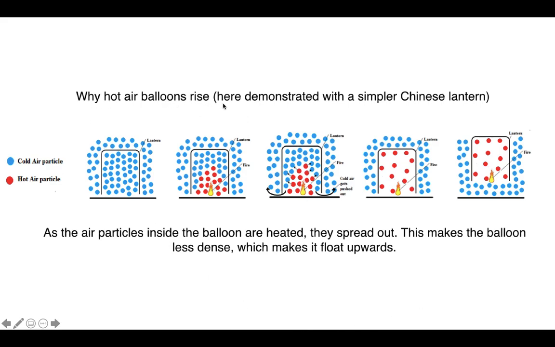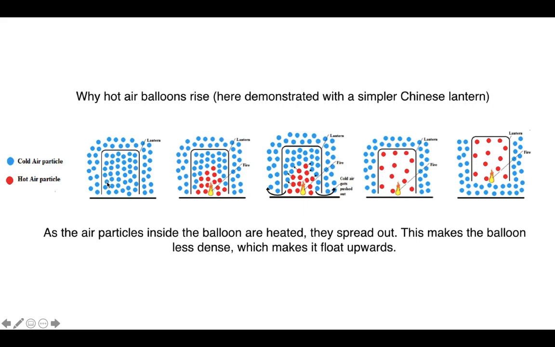Why hot air balloons rise. This is showing a Chinese lantern, or what we would call a sky lantern. If you've ever seen the Disney movie Tangled, the song At Last I've Seen the Light, they lift those sky lanterns up into the sky. That's exactly what a hot air balloon does. So again, the blue molecules represent cold air. And so look in this first picture.